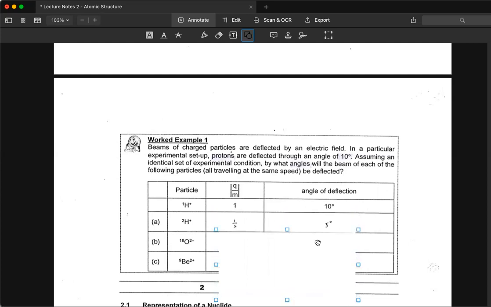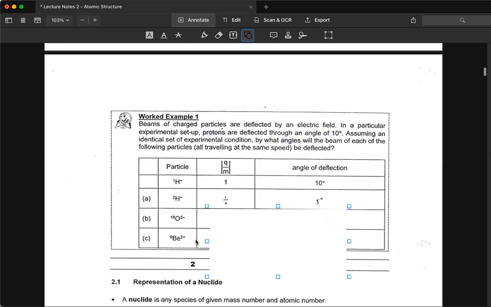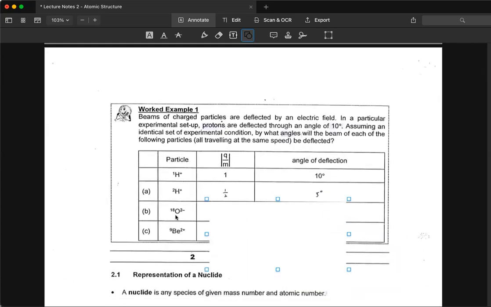And because it is of a larger mass, the angle of deflection will be half of 10 degrees. For the next one, the oxide ion with a mass of 18 and a charge of -2, it will be 2 divided by 18, which gives you 1/9. The angle of deflection will be 1/9 times 10, which gives you 1.11 degrees.